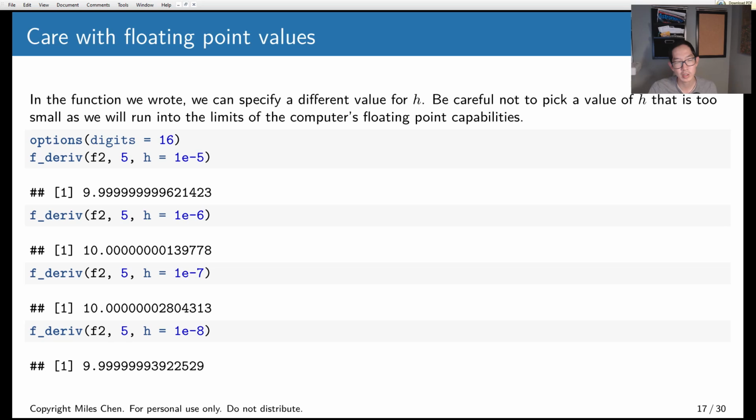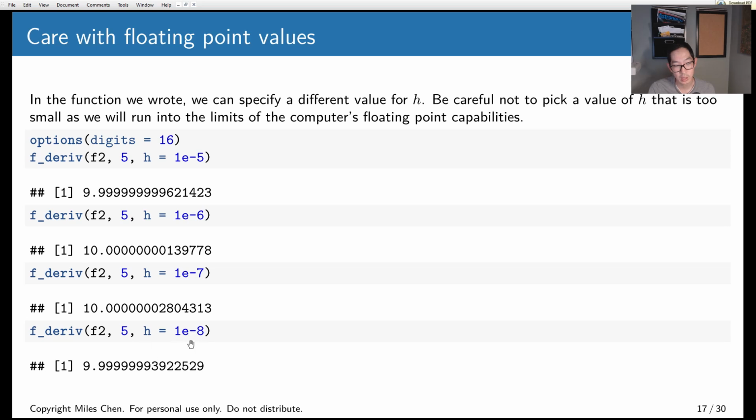Okay, so here I just want to show you the effect of choosing slightly different values of h. So here, if I have 5 and I do h is 10 to the minus 5, this is my approximate derivative. Here I'm saying print out 16 decimal places. So the true value is 10, and here I get 9.999999996. Okay, if I use h as 10 to the minus 6, I get 10.00000000139. At 10 to the minus 7, I get 10.000000028. Okay, so I actually have less precision.